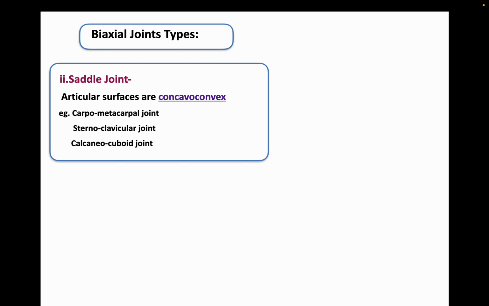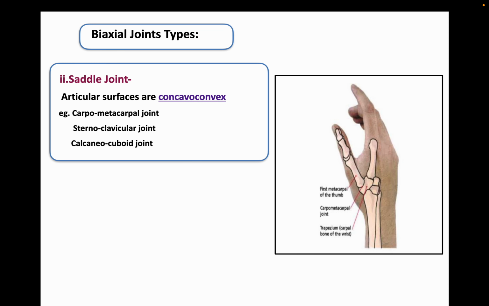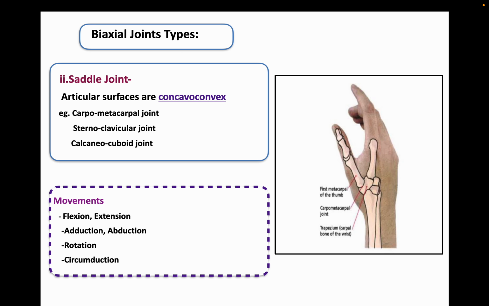Next biaxial type is the saddle joint. Articular surfaces are concave and convex. So this is the example, carpometacarpal joint, then sternoclavicular joint and calcaneocuboid joint. So these are biaxial joints, and the movements which happen at the saddle variety of joint are flexion, extension, adduction, abduction, rotation and circumduction.